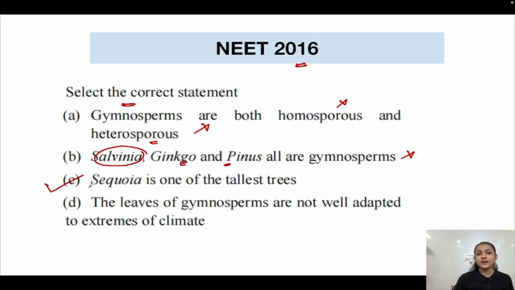ये तो हमने initially पढ़ लिया था that Sequoia is one of the tallest trees in gymnosperms, right? Gymnosperms में Sequoia आता है. Sequoia is one of the examples of gymnosperms and it is one of the tallest trees that is present on Earth. So option number C is correct.